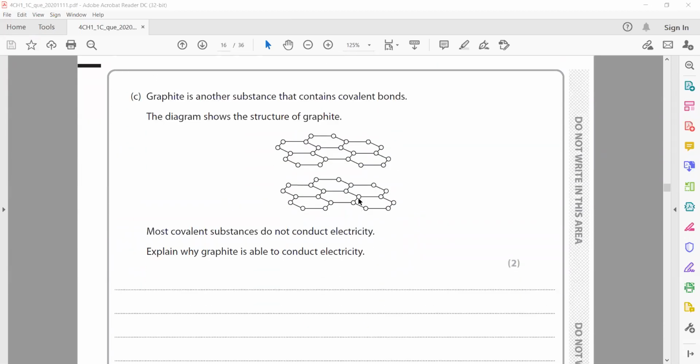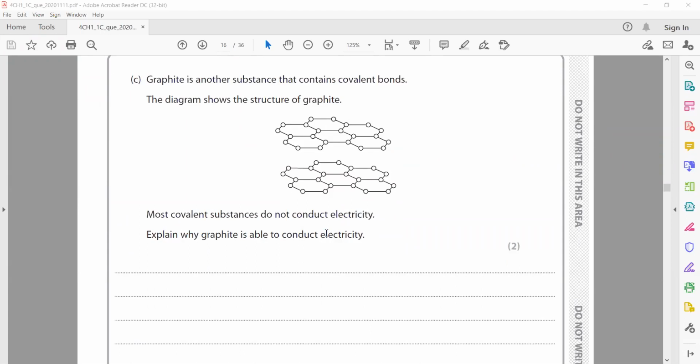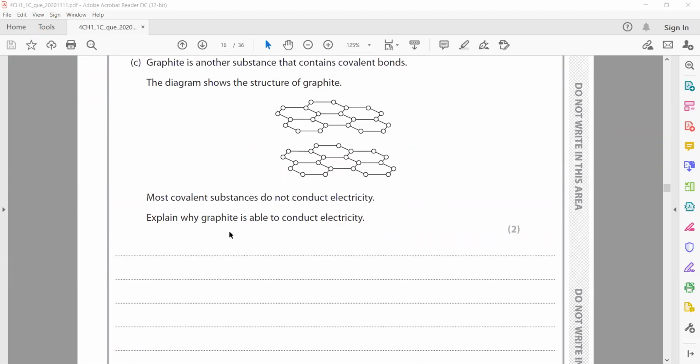Graphite is another substance that contains a covalent bond. The diagram shows the structure of graphite. Most covalent substances do not conduct electricity. Why is graphite able to conduct electricity? Because it has weak forces between the layers, and there is a free electron in the structure which can move. So there is a free electron which can move throughout the structure. That's why graphite can conduct electricity.